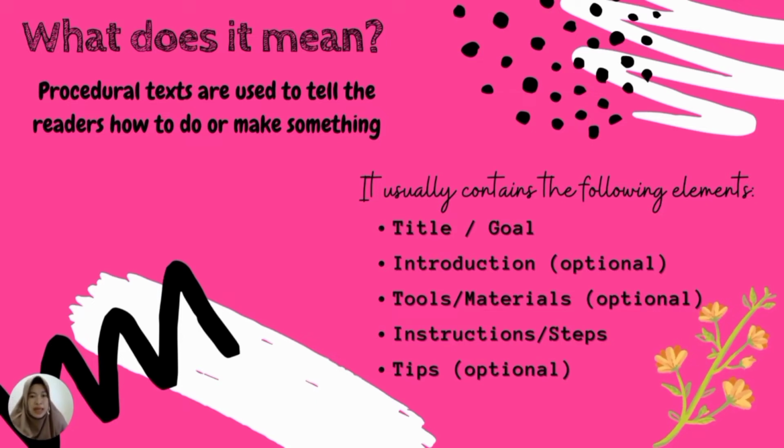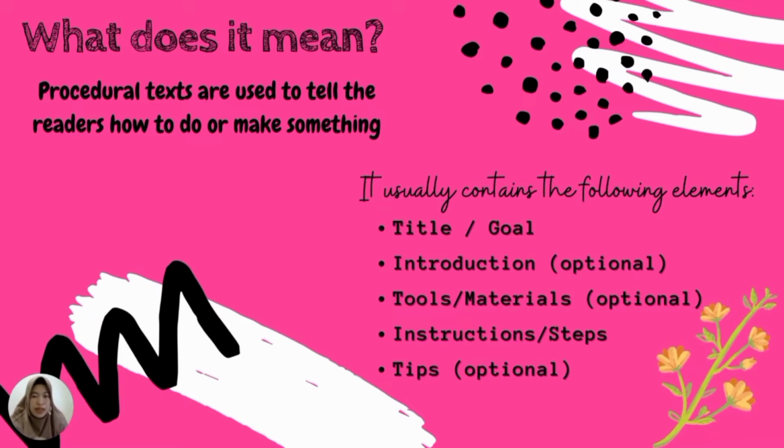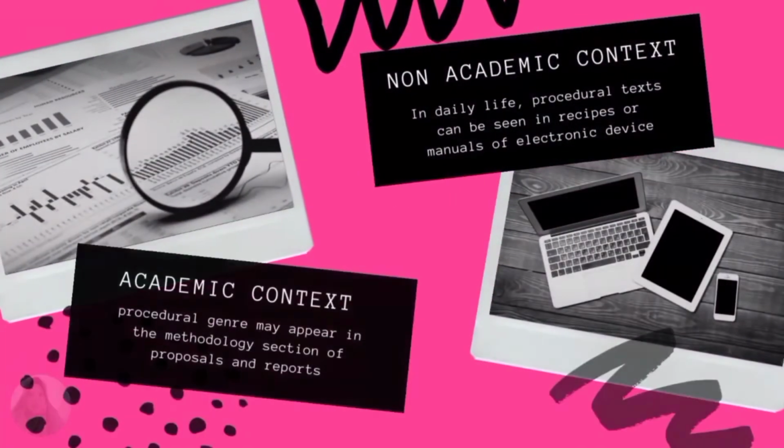And then instructions or steps. Instructions or steps are the most important thing that should be included in a procedural text. And the last one is tips, but it is also optional.